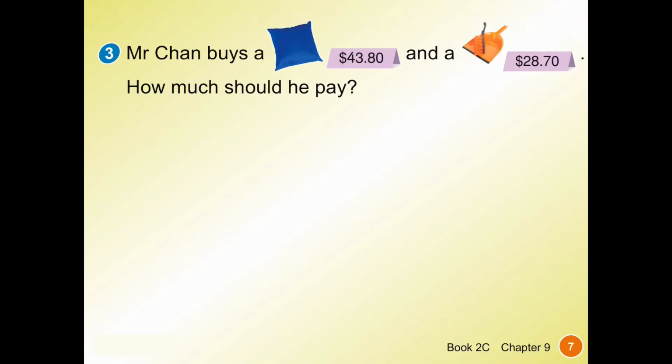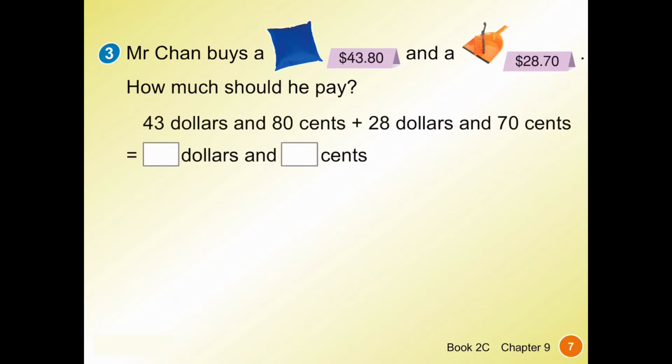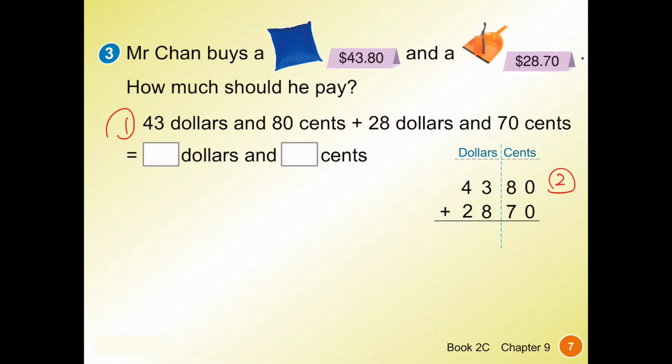Please turn to page 67. Question number 3. Mr. Chen buys a cushion which costs $43.80 and a dustpan with the brush which costs $28.70. How much should he pay? So remember, we set up the expression as well as the column form.